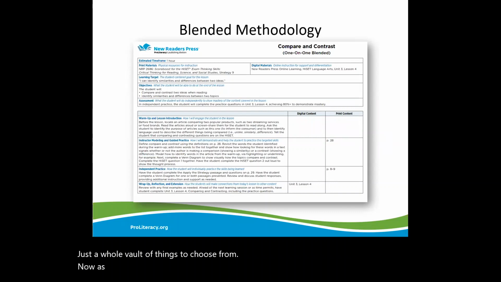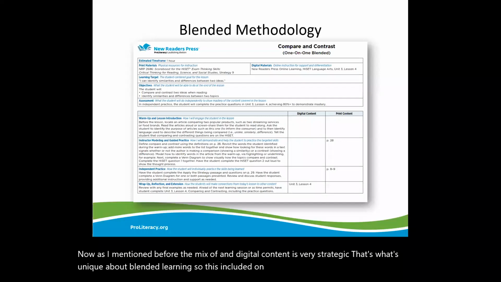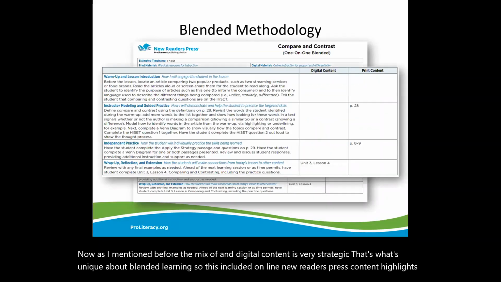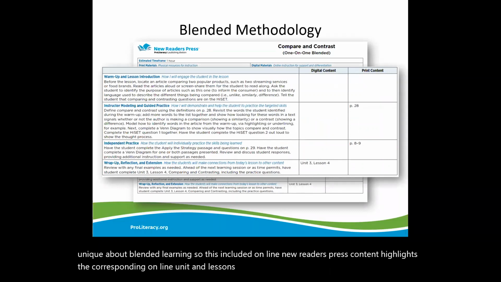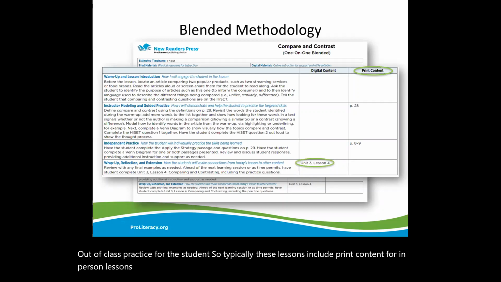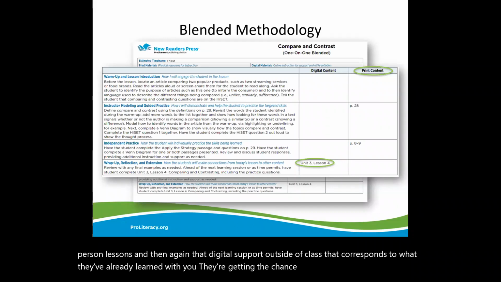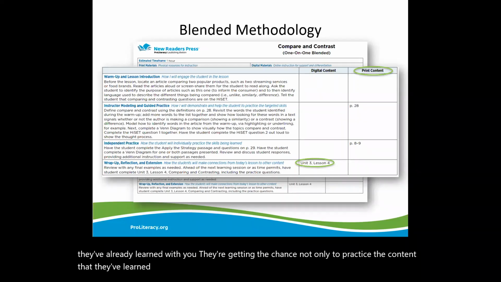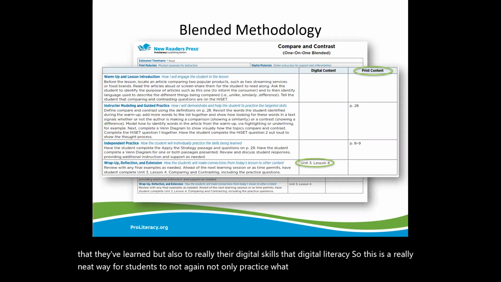Now, as I mentioned before, the mix of print and digital content is very strategic. That's what's unique about blended learning. So the included online New Readers Press content highlights the corresponding online unit and lessons that give additional out-of-class practice for the student. So typically, these lessons include print content for in-person lessons, and then again, that digital support outside of class that corresponds to what they've already learned with you. They're getting the chance not only to practice the content that they've learned, but also to really enhance their digital skills, that digital literacy. So this is a really neat way for students to not only practice what they've learned, but practice their skills as well.